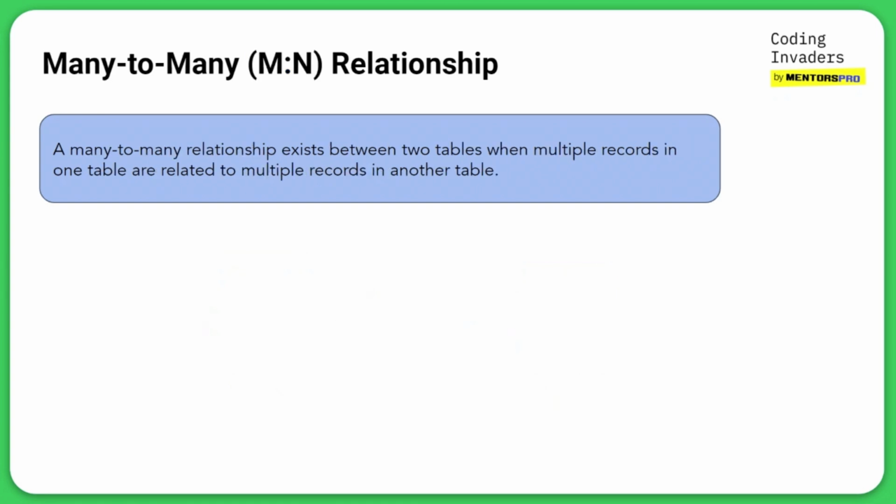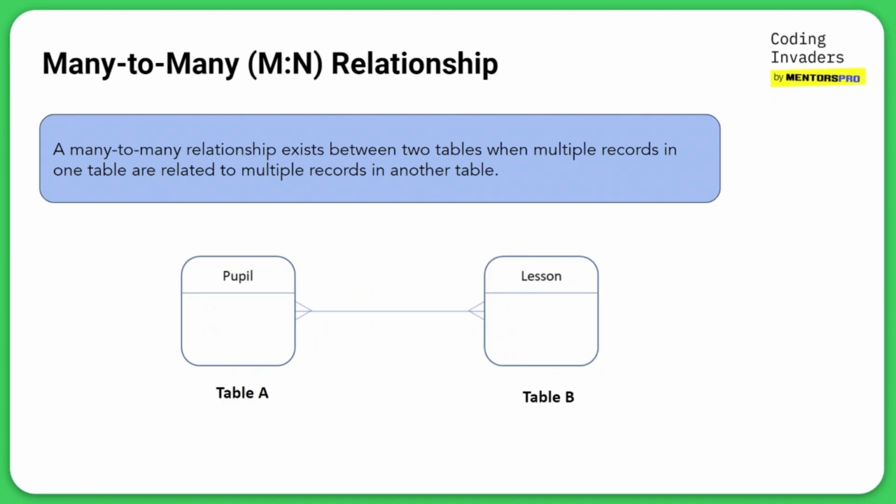A many to many relationship. A many to many relationship exists between two tables when multiple records in one table are related to multiple records in another table. For example, in table A, we have a column pupil, and in table B, we have a column lesson. Many pupils can have many lessons. So the relationship between these tables is many to many. And that's why you can see the crow footed shape at both sides of the arrow.